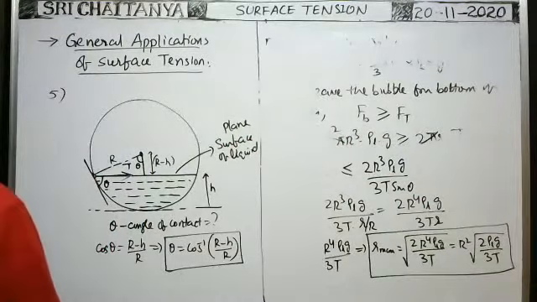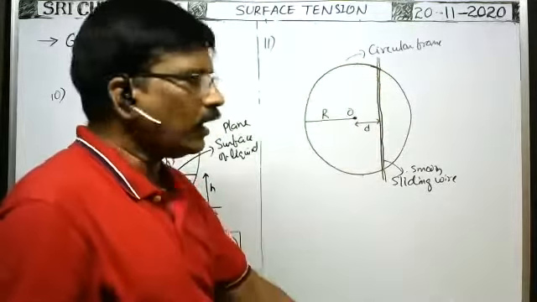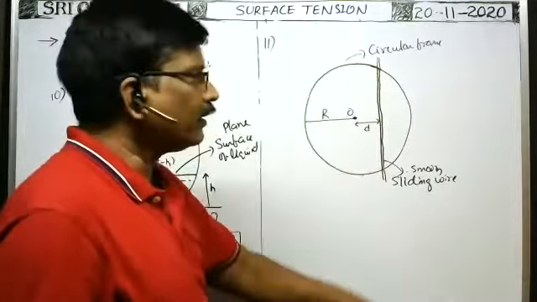Here the circular frame with the sliding wire is kept submerged. It is a smooth wire. The sliding wire is kept at a distance, say D, from the center, and it is in contact with the circular frame. Now this arrangement is put in the soap solution and removed outside. Then in between the sliding wire and the frame, a soap film is formed.